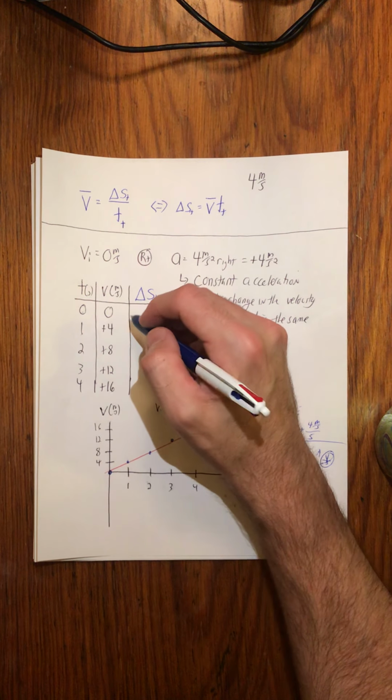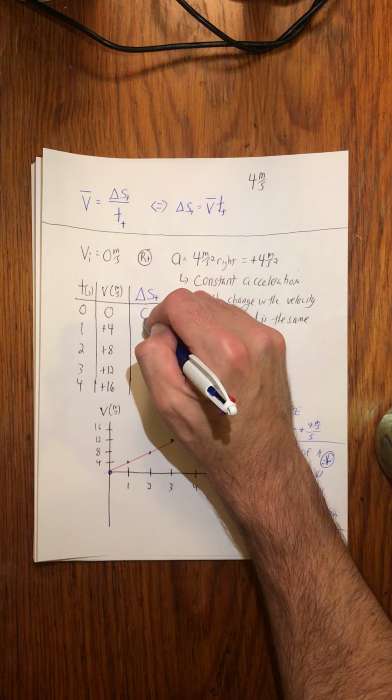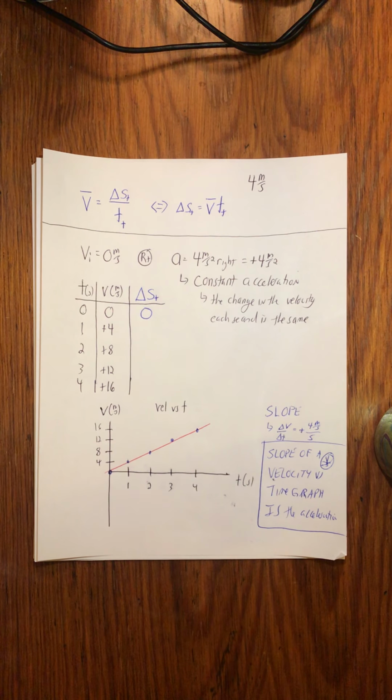Well, I know after 0 seconds that the total displacement has to be 0. Remember, displacement says how far from where you started. After 0 seconds, you are never any further from where you started. So clearly that has got to be 0. Now, here's the thing.